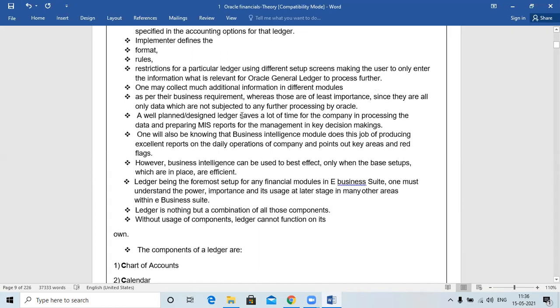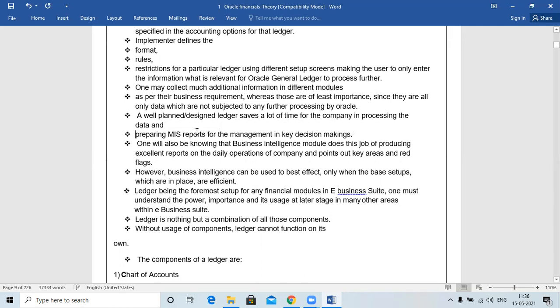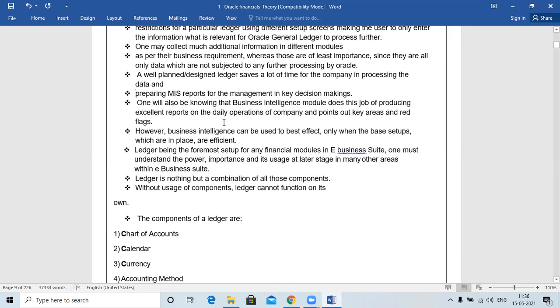A well-planned, well-designed ledger saves a lot of time for the company in processing data and preparing MIS for management's key decisions. Then the business intelligence module does its job of producing excellent reports for the company. Points of key areas.